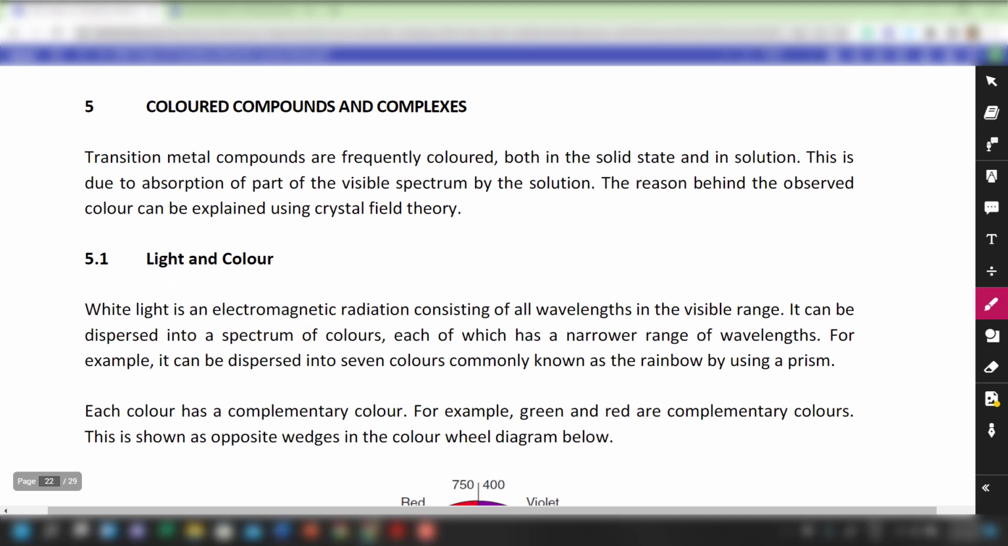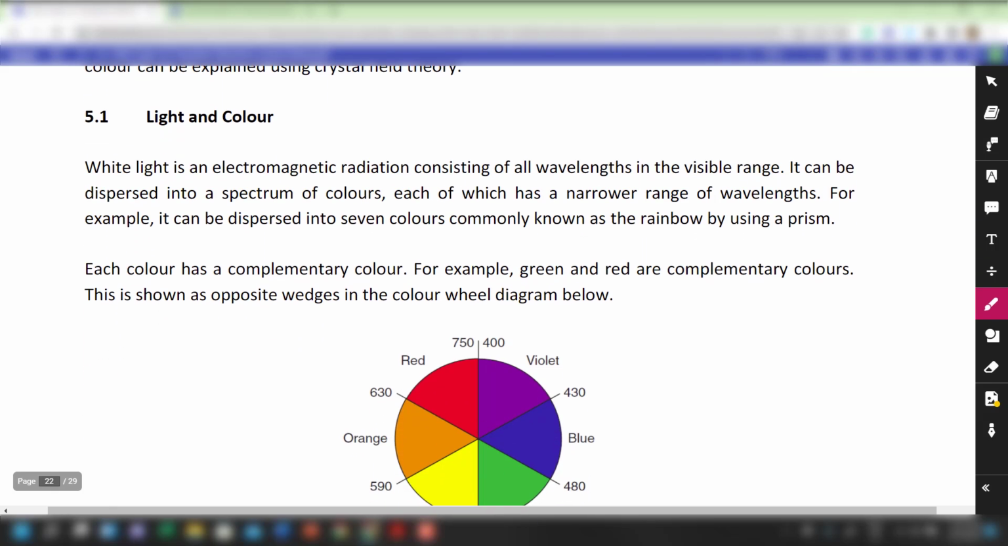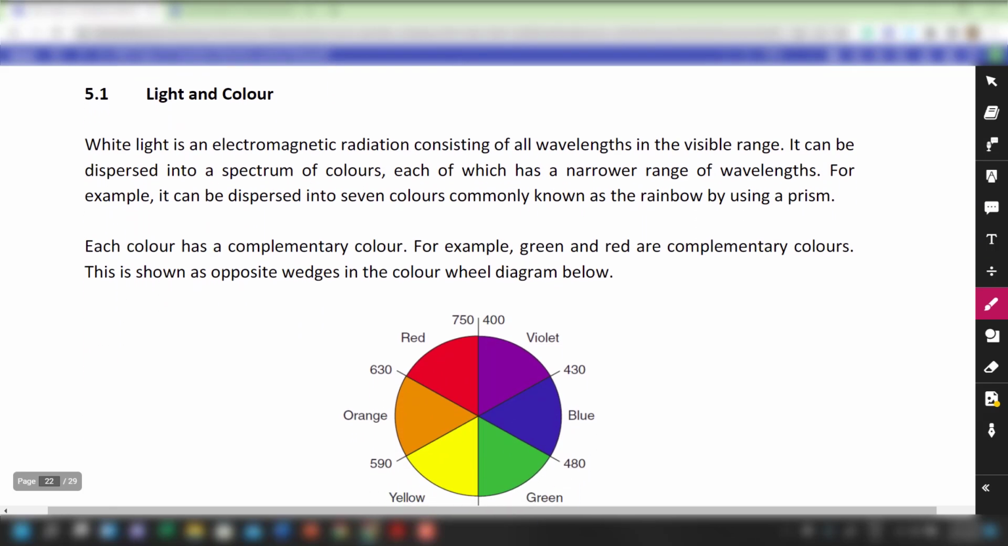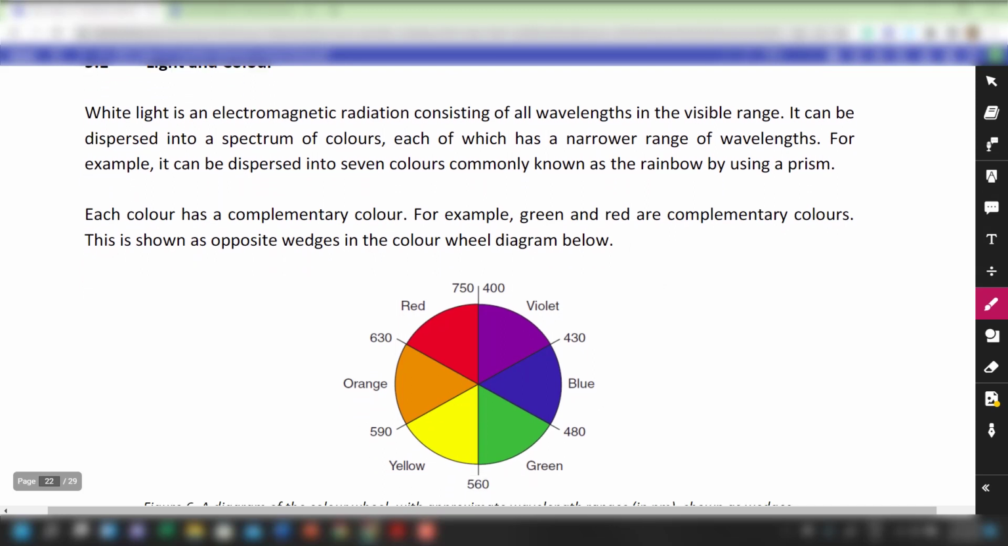So transition metal compounds are often colored. Why is that the reason? We're not going to go into physics, but basically it's good to understand the color wheel. In the visible region, the range will be from 400 to 700 nanometers. Close to 400 you appear as violets, close to 700 nanometers it will appear as reds.